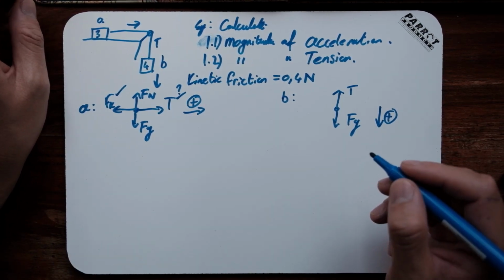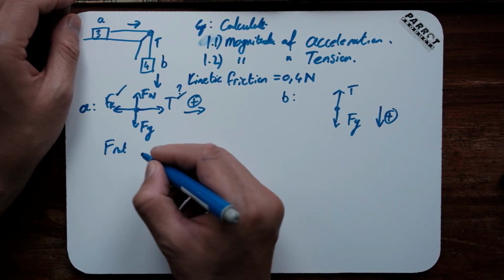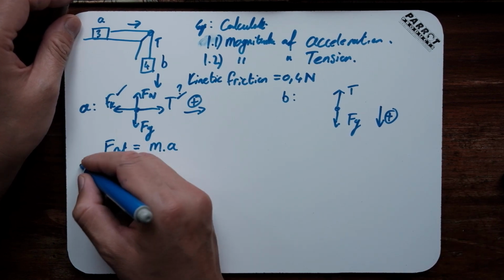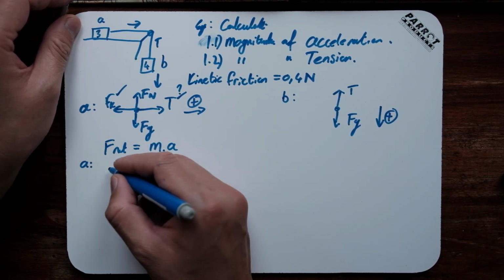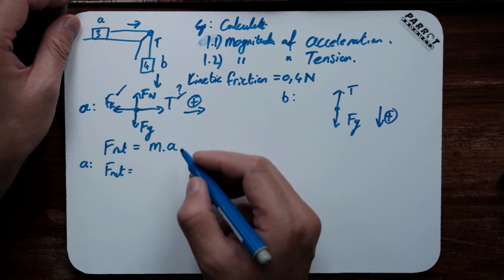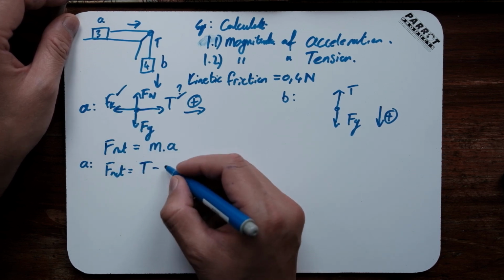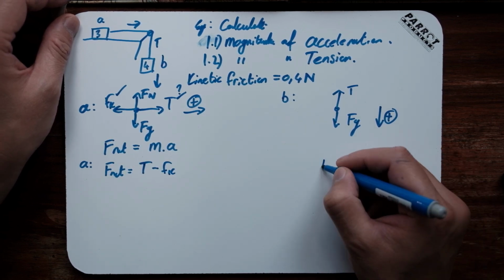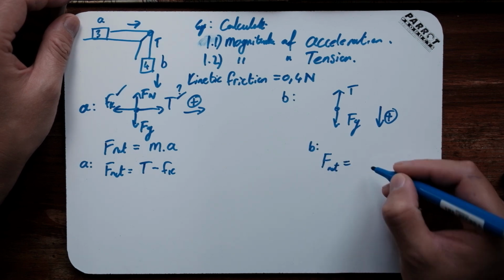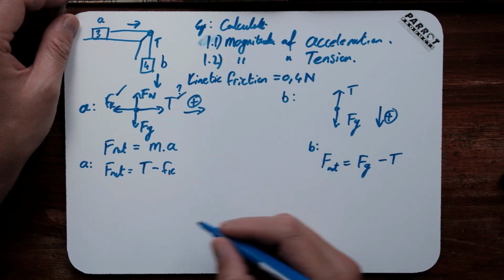Okay, now how do we start this? Well, we first started with our equation. F net is equal to the mass times acceleration. So then we go into A, where F net will be made up of our two forces. Direction of motion is tension, and force of friction is opposite to that. And now for B, our direction of motion is gravity minus tension.